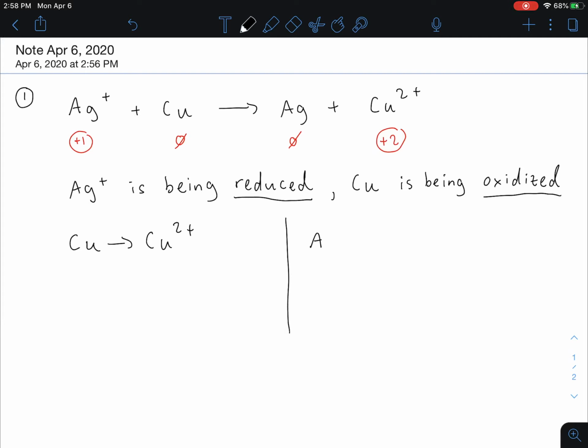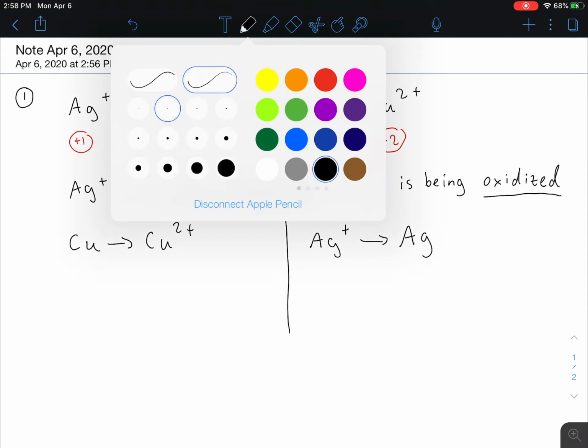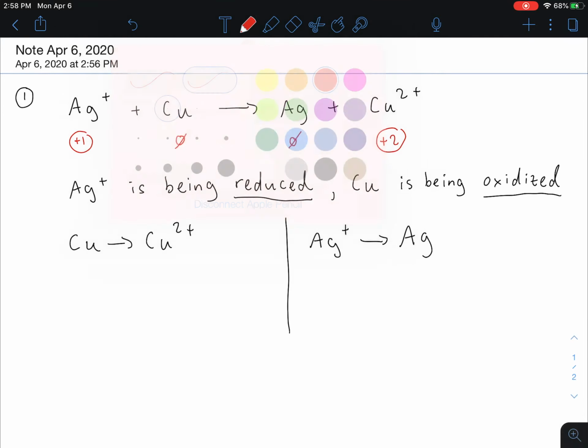Then on the other side, I'll write silver plus makes silver. So if we're following the plan for balancing, first it says make sure all atoms other than hydrogen and oxygen are balanced. That's fine. Then it says balance oxygen. There's no oxygen to balance. Then we balance hydrogen. There's no hydrogen to balance either. So then all we need to do is balance the electron count.